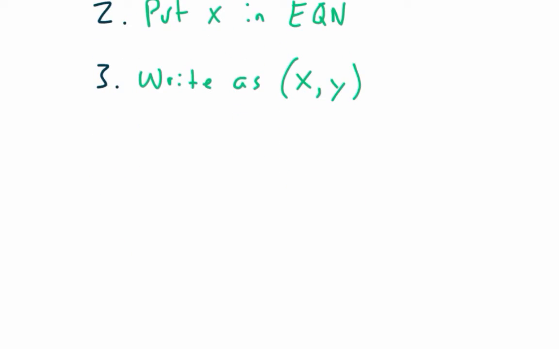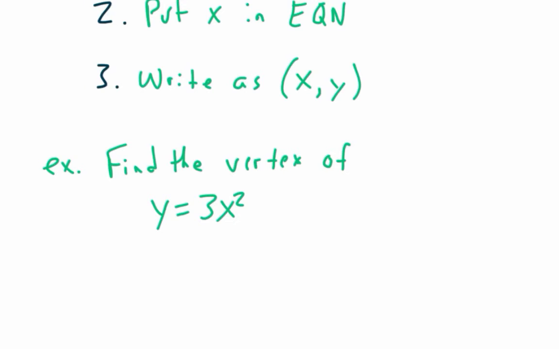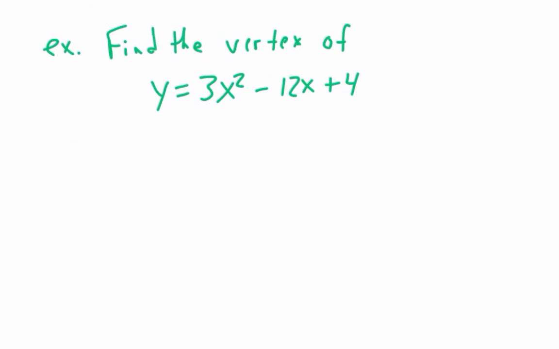Let's do one example and we're done. Let's say find the vertex of y equals 3x squared minus 12x plus 4. Y equals 3x squared minus 12x plus 4. The easiest way to find the vertex is probably going to be that equation thing, right?